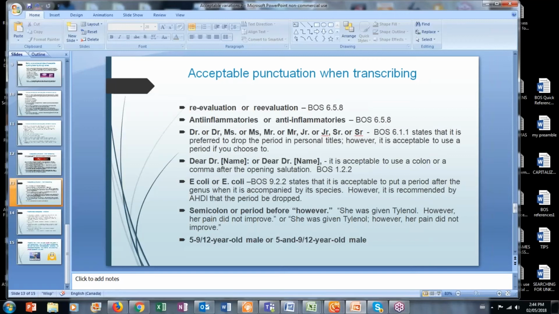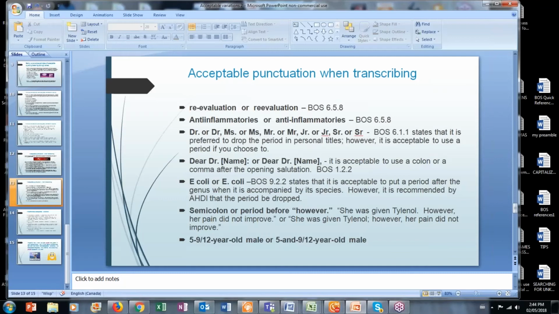Yes. Okay, now the next one is dear doctor name with a colon and dear doctor name with a comma. This is something else that we hear a lot. Both are acceptable. There are no errors deducted no matter how you do that. You can use the colon or the comma. And if you look in Book of Style 1.2.2, it tells you the rule for doing that.